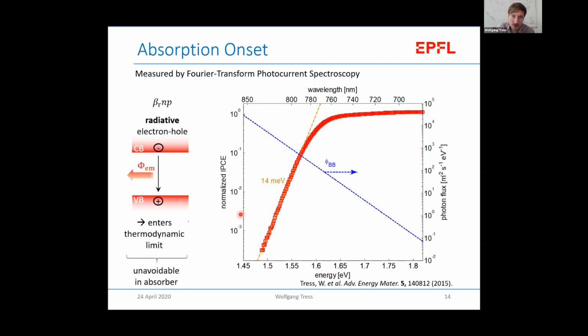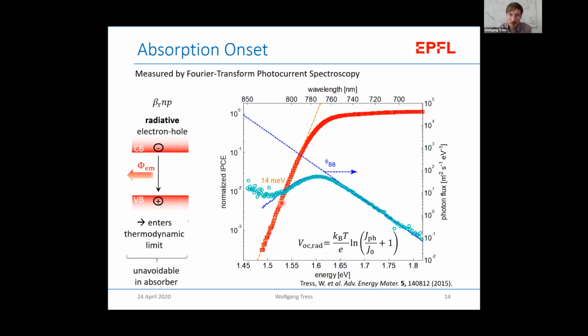With Fourier transform spectroscopy, you can get it rather sensitive, and you can see that this absorption onset is really sharp. So we have an Urbach energy of around 14 milli-electron volt. And this then allows us to get rather high open circuit voltages.